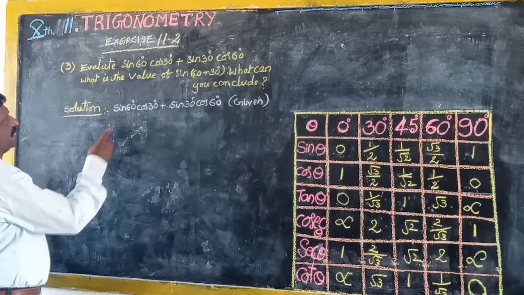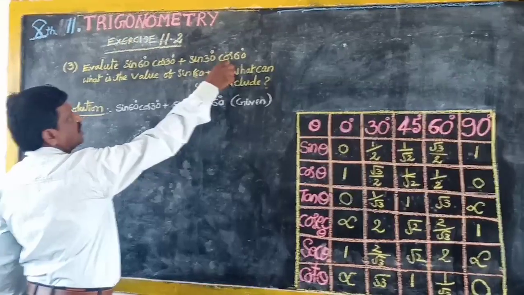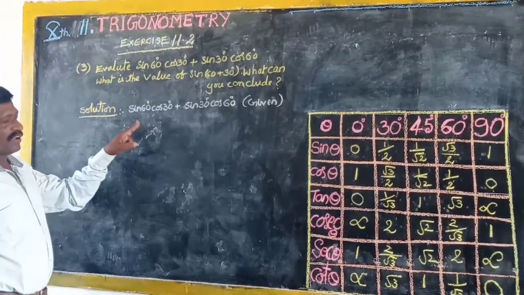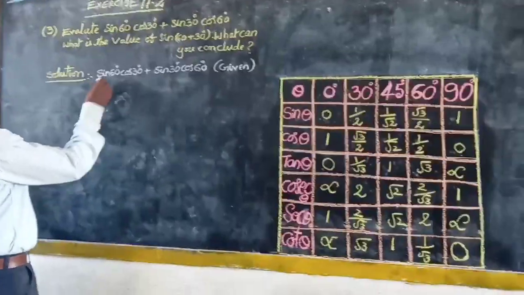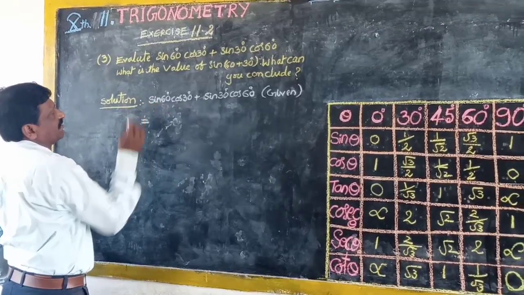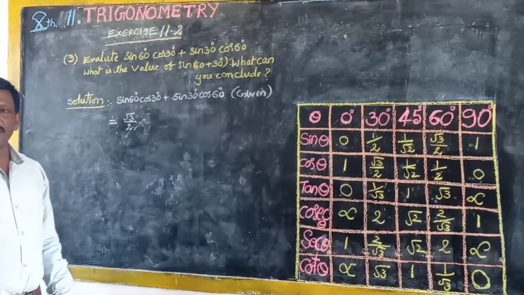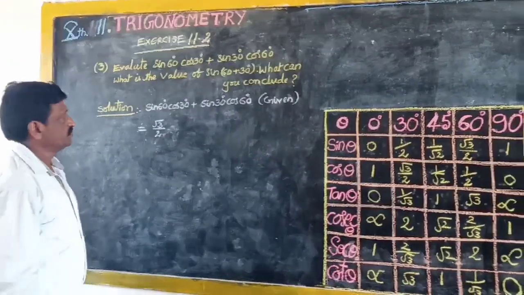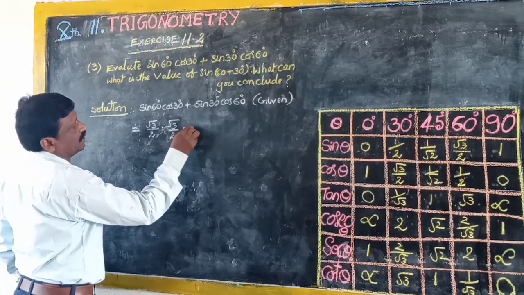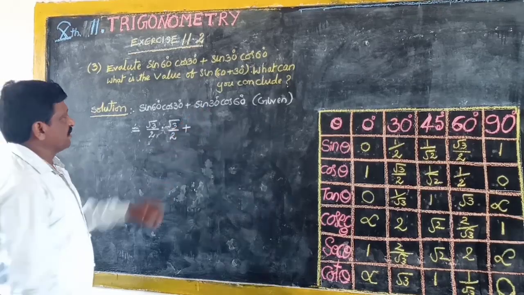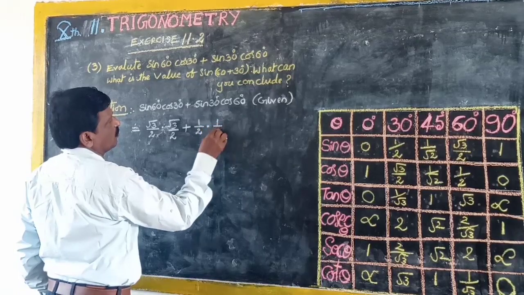The given statement is sin 60 cos 30 plus sin 30 cos 60. Do you know the values? You will learn them in the table. So, sin 60 value is root 3 by 2, cos 30 value is root 3 by 2, plus sin 30 value is 1 by 2, cos 60 value is 1 by 2.